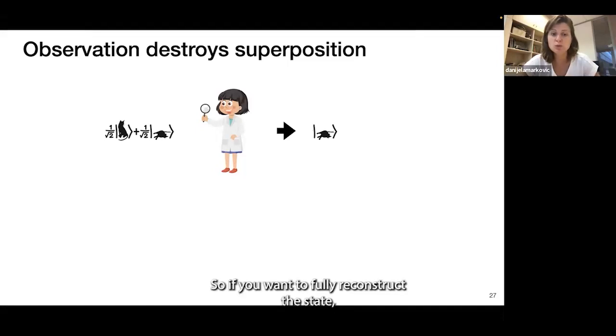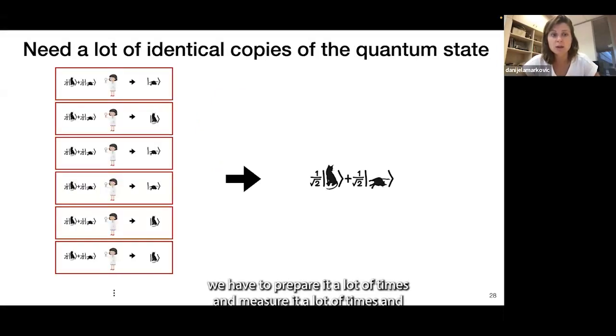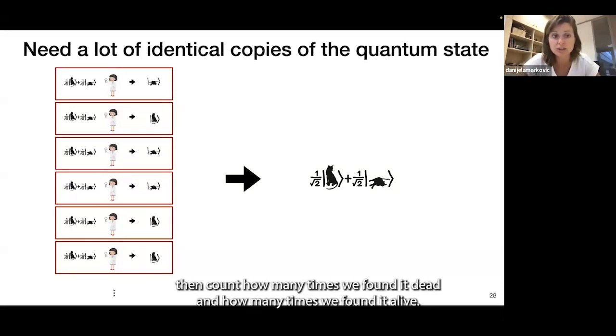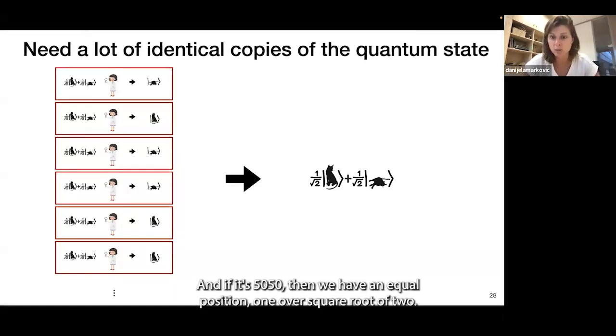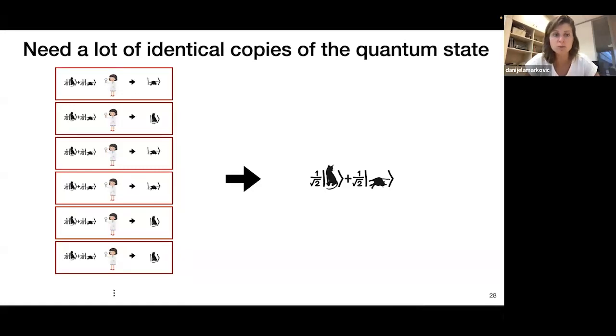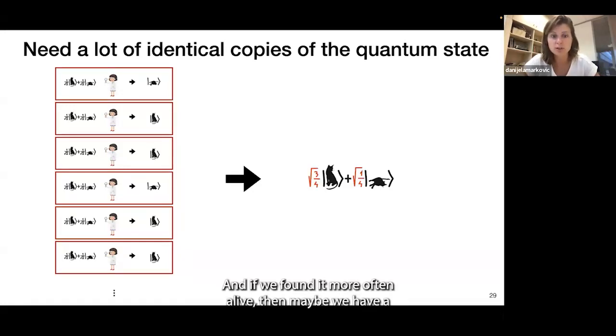So if you want to fully reconstruct the state, we have to prepare it a lot of times and measure it a lot of times, and then count how many times we found it dead and how many times we found it alive. And if it's 50-50, then we have an equal superposition, 1 over square root of 2. And if we found it more often alive, then maybe we have a square root of 3/4 of alive cat and square root of 1 over 4 of dead cat.